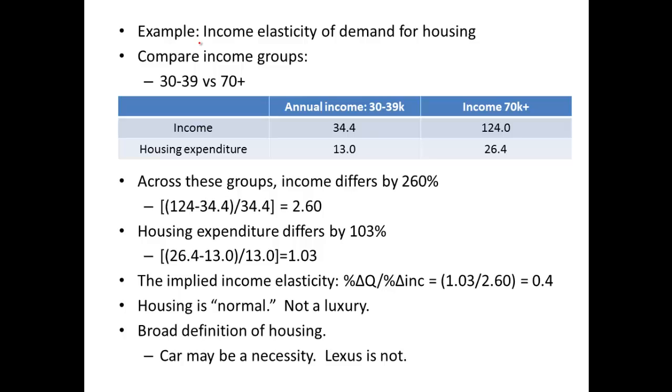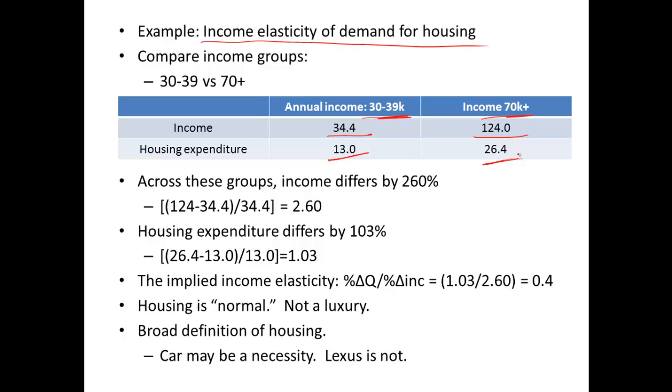So we're trying to calculate the income elasticity of demand for housing. Let's just do this based on a comparison of two income groups: annual income $30,000 to $39,000, and annual income $70,000 or more. The average incomes in these two cells are $34.4 thousand and $124,000. What about the housing expenditure? Housing expenditure for the lower income group is $13,000 a year. For the higher income group, it's $26,000 per year. So first of all, is housing normal? Yes, it's normal because when income is higher, the amount spent on housing is higher.